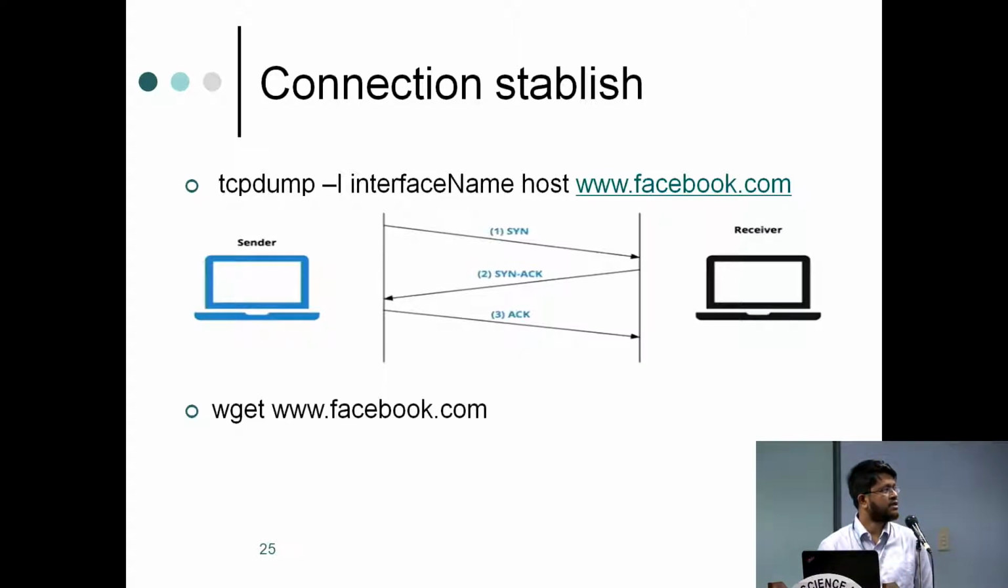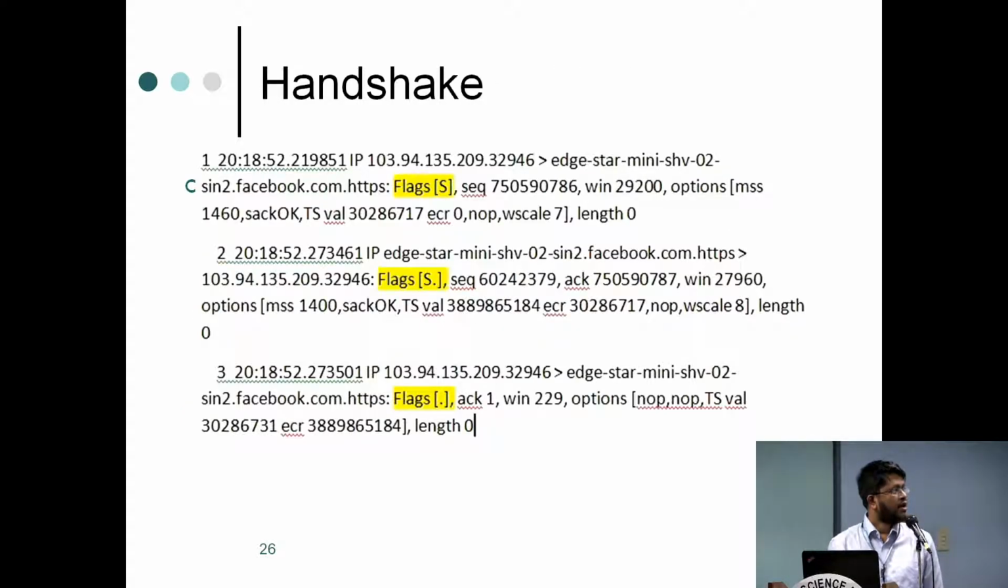So we can say interface, then we can say facebook.com. Then wget is basically like browsing a particular website. Once this is done, we can capture how many packets are going through between these two particular hosts. So this is the handshaking packet that we'll see. There will be 3 packets for every TCP capture. We'll see a similar example, but this is only TCP handshaking.